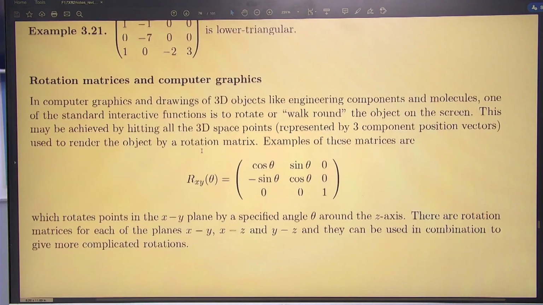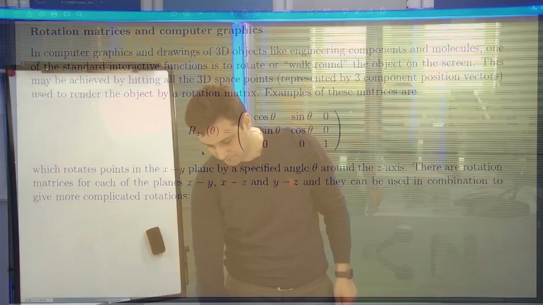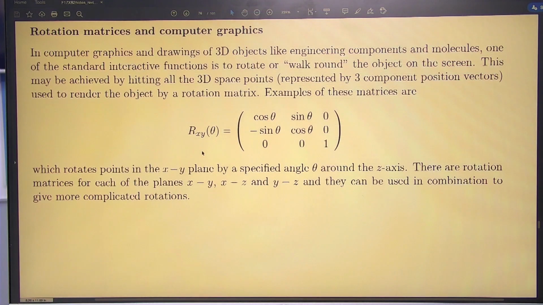Well, one application of matrices, how we use this and why we use this, is rotation matrices in computer graphics. So why do we need this? It's kind of the first and main application of matrices. So we have this formula, you see: R_x(theta) is equal to cosine theta, sine theta, and 0 for the first row; the second row is minus sine theta, cosine theta, and 0; and the third row is 0, 0, and 1. This is the formula. So why do we need this formula?